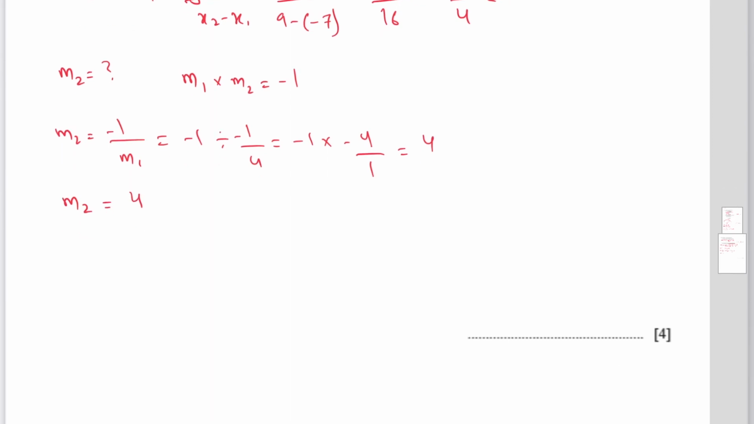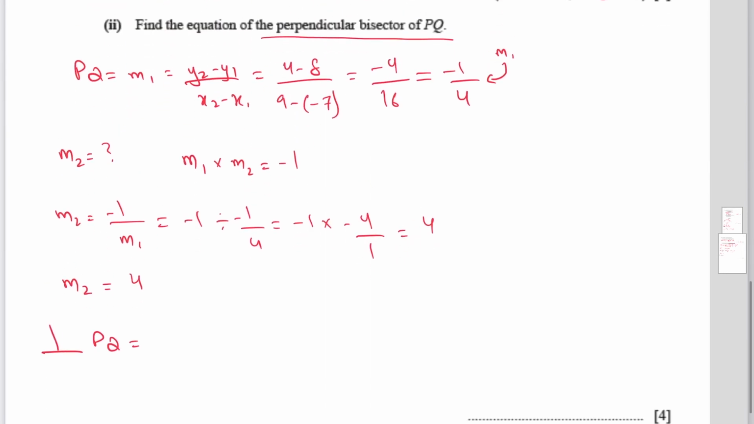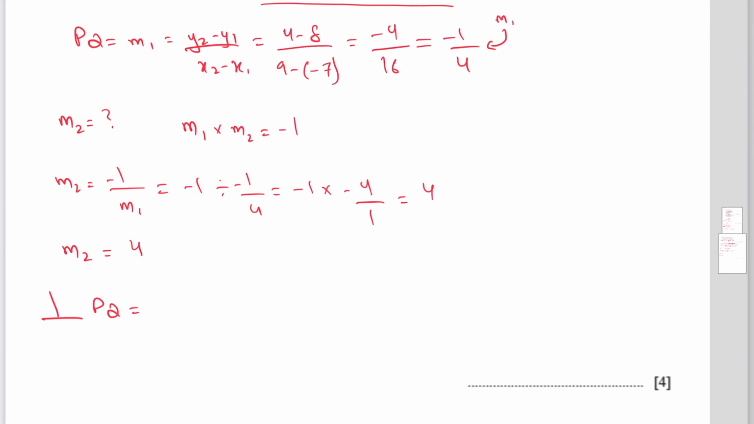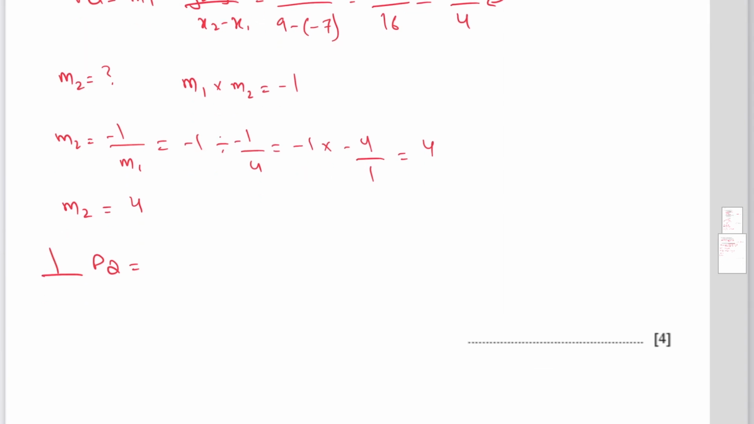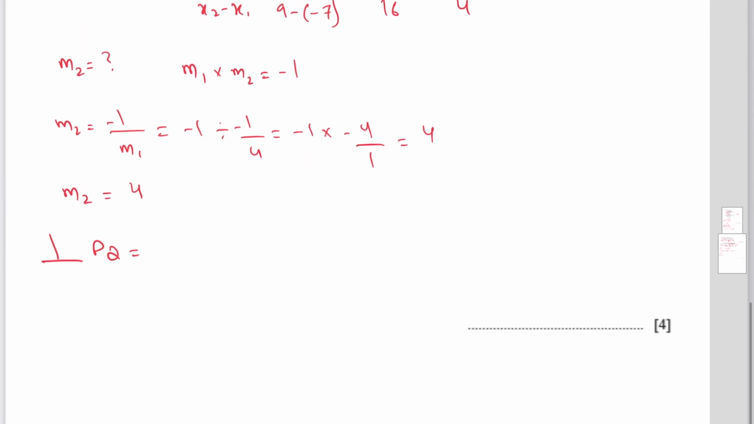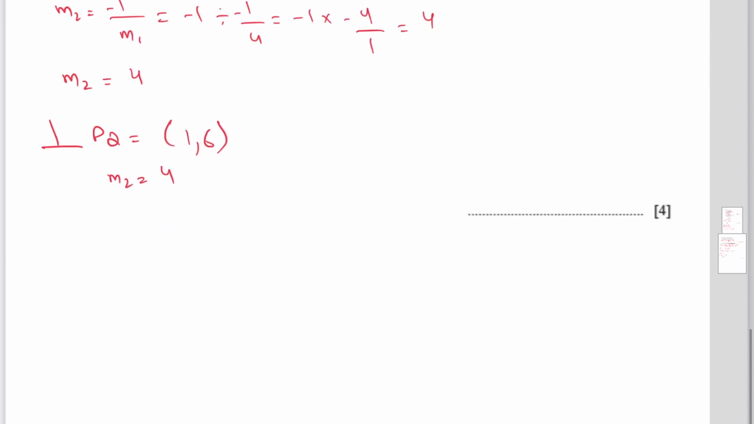Okay, let's find the equation of the line perpendicular to PQ. We have the coordinates of the midpoint of PQ, and since the perpendicular bisector goes through the middle of PQ, the coordinates that we are going to use are 1 and 6, and the gradient that we are going to use is M2, which is 4. And the equation that we are going to use is y minus y1 equals m times x minus x1.